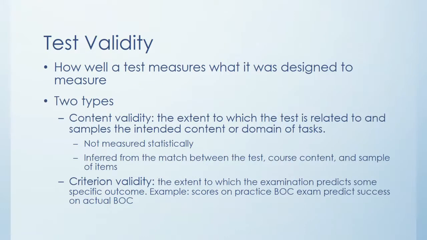So test validity is how well a test measures what it was designed to measure. There are two types of validity. There's content validity, which is the extent to which the test is related to and samples the intended content or domain of the task. This is not really measured statistically. Basically, you look at the objectives, the course content, and then what test questions were given and go, okay, is there a good match between them?